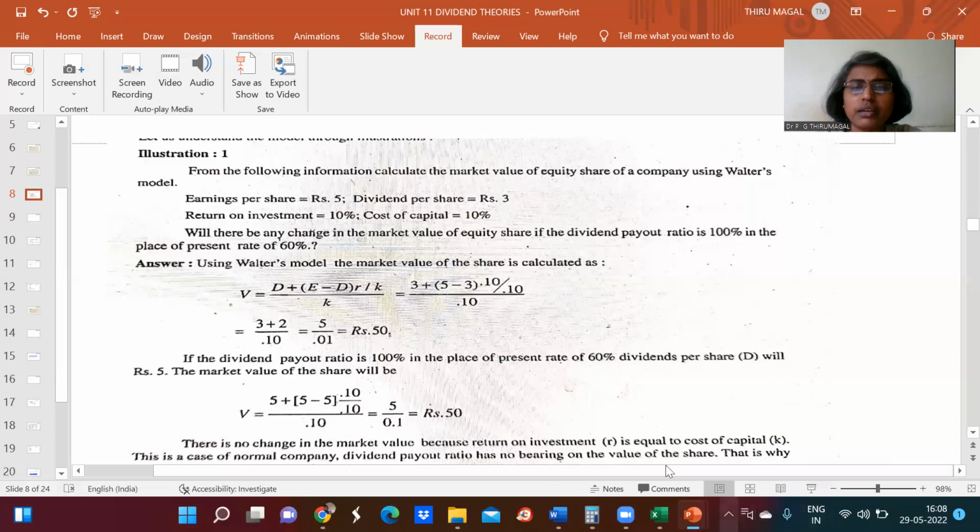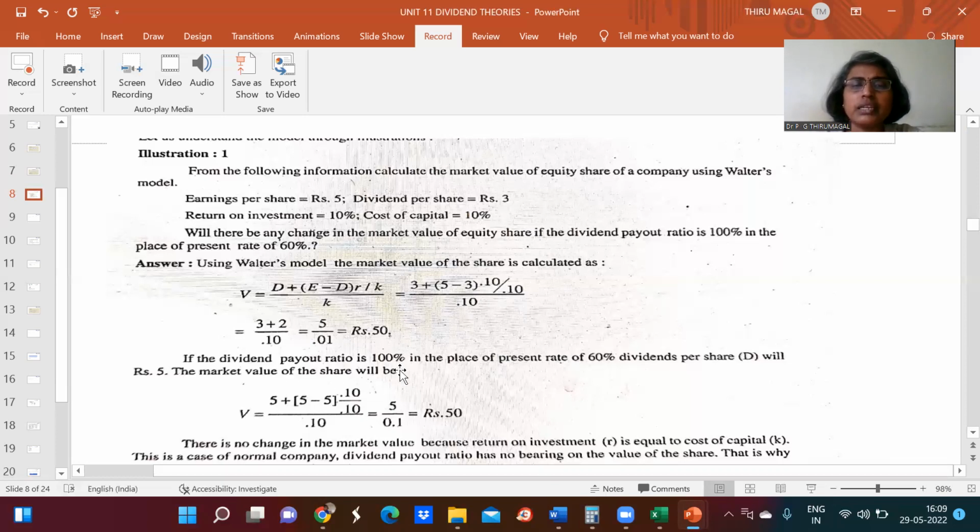So we need to simplify. 0.10 divided by 0.10 means 1. 1 into 5 minus 3 is 2. 1 into 2 is 2. 2 plus 3 is 5. 5 divided by 0.10 is 50 rupees. So this is as per the present condition, the share price is this much amount.